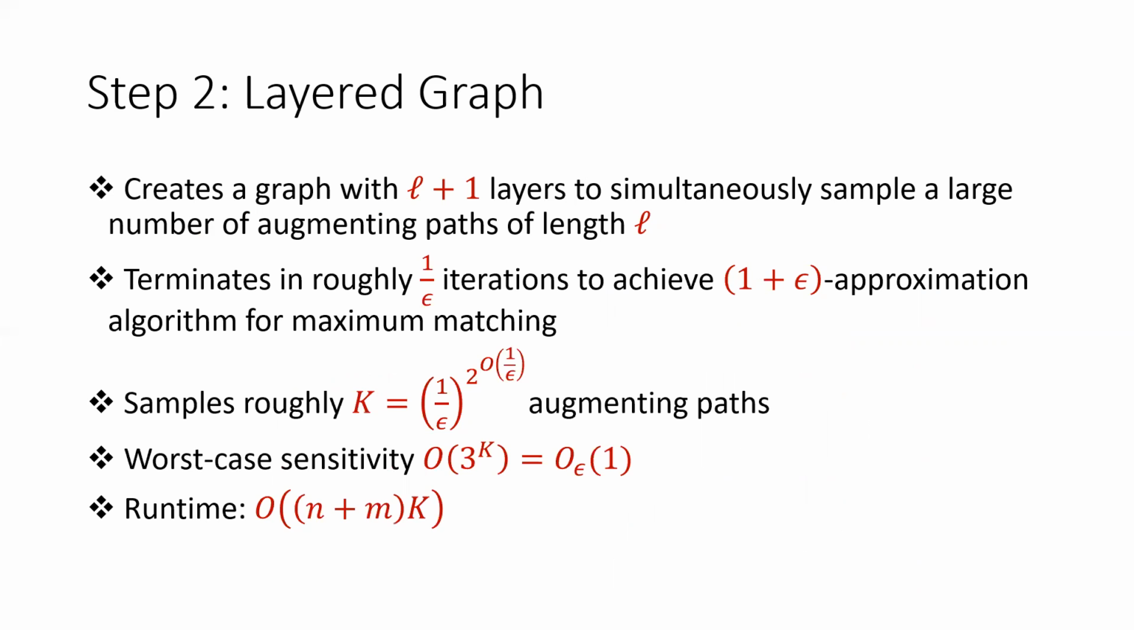Now we'll terminate this procedure in roughly 1 over epsilon iterations so that we have augmenting paths of length 1, length 2, length 3, all the way to length 1 over epsilon. We'll sample a number of augmenting paths from each of these lengths, and thus we've achieved augmenting paths of length up to 1 over epsilon. And this is enough to get a 1 plus epsilon approximation algorithm for maximum matching.